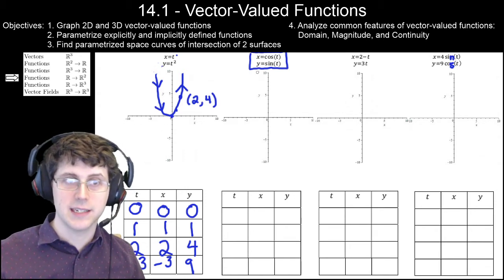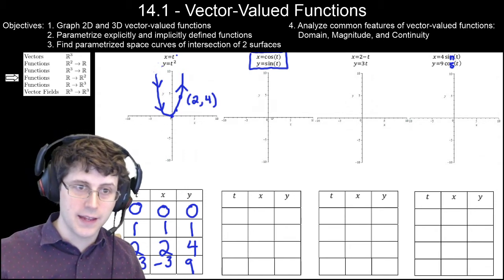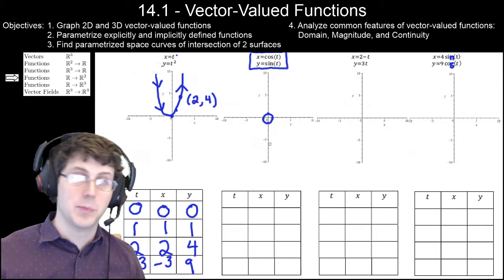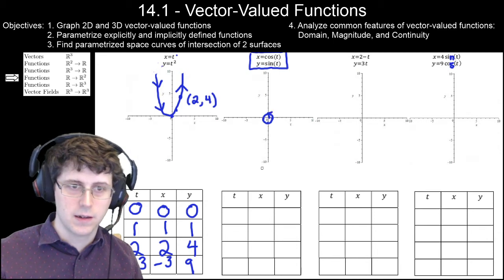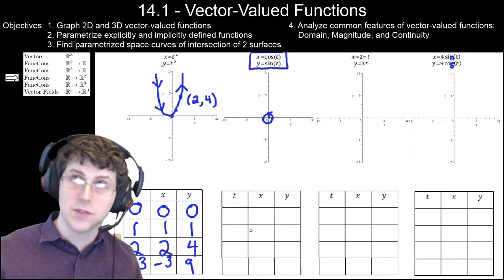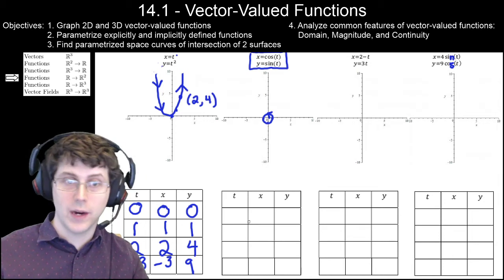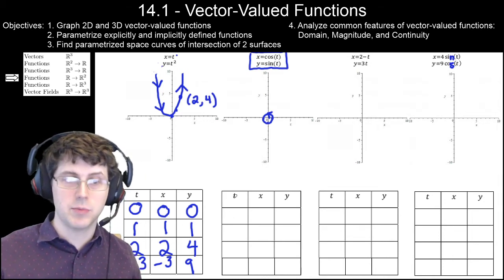If x is cosine t and y is sine t, well, that describes the unit circle. And the unit circle parametrized in this way goes around counterclockwise. If you didn't know that, if you didn't remember that x equals cosine t and y equals sine t made a unit circle, you could just plug in values of t.